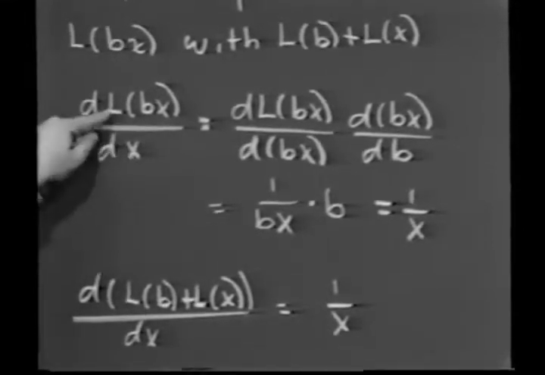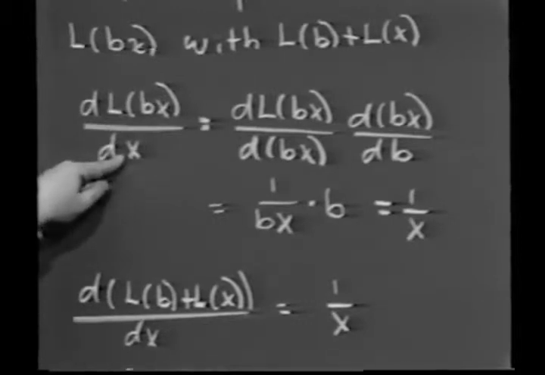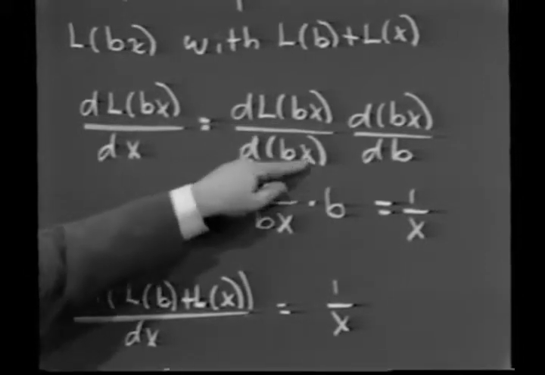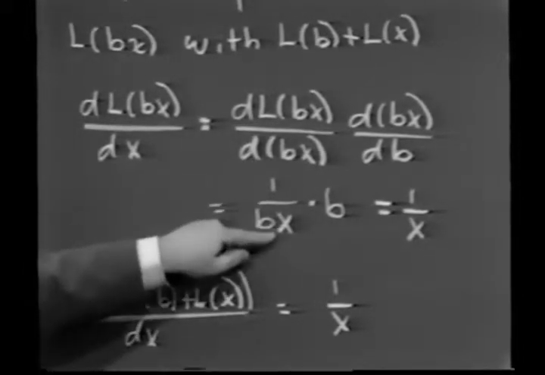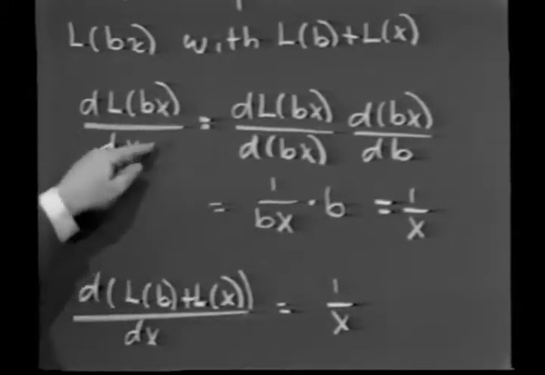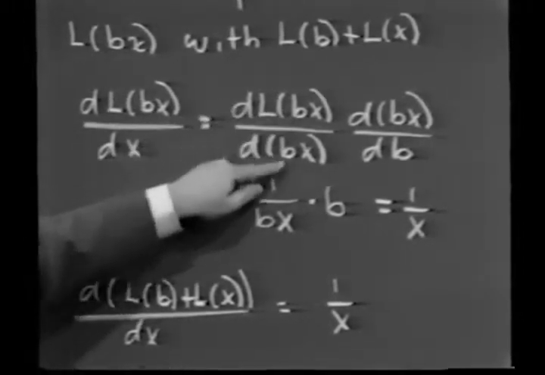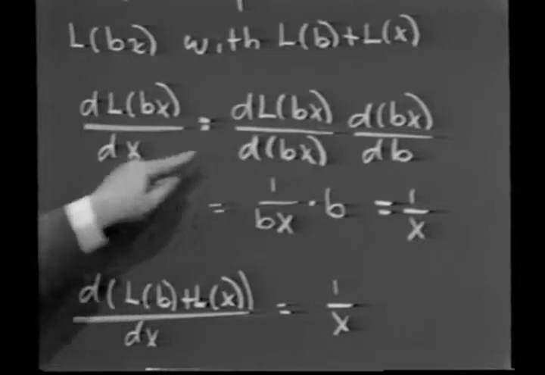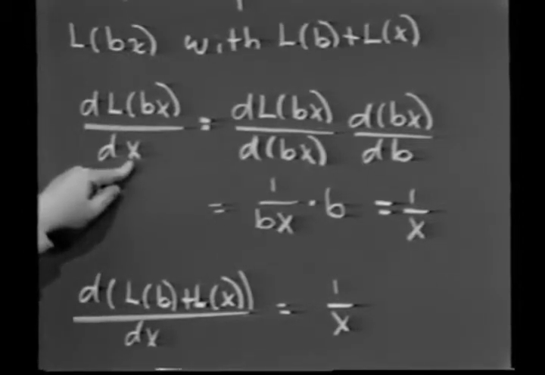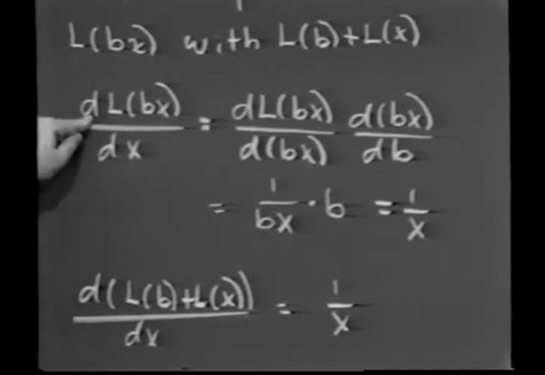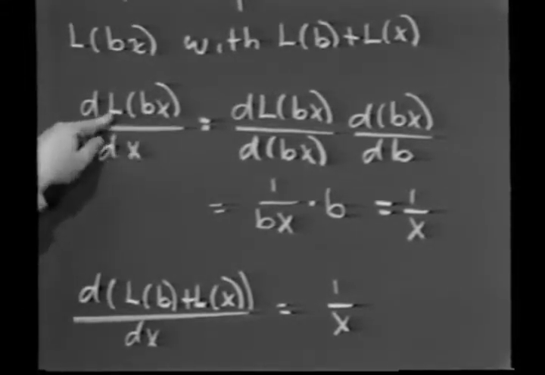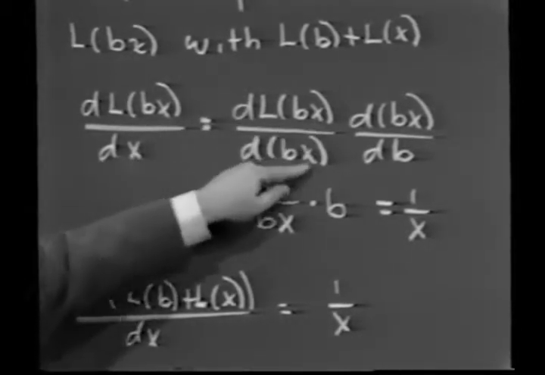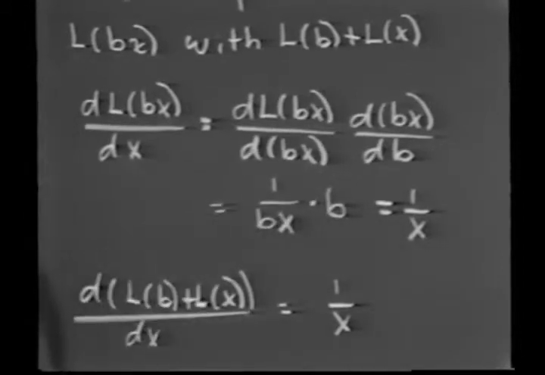Now, you see, the idea is the derivative of L of u with respect to u is 1 over u. If we were differentiating L of bx with respect to bx, we would have 1 over bx. But we're not differentiating with respect to bx, we're differentiating with respect to x. And this is where the chain rule comes in. Namely, we rewrite the derivative of L of bx with respect to x as the derivative of L of bx with respect to bx times the derivative of bx with respect to x.